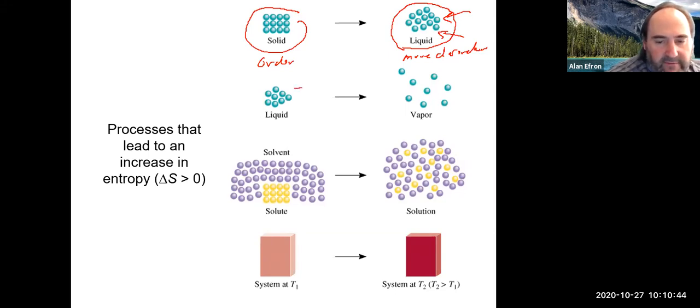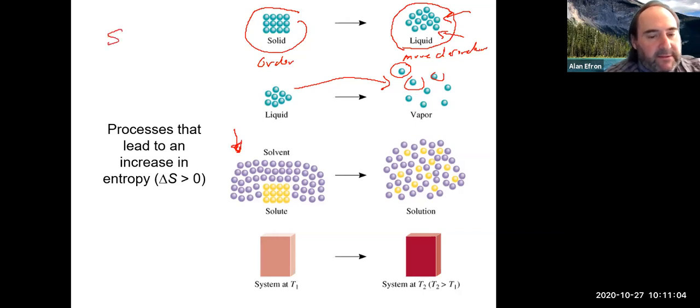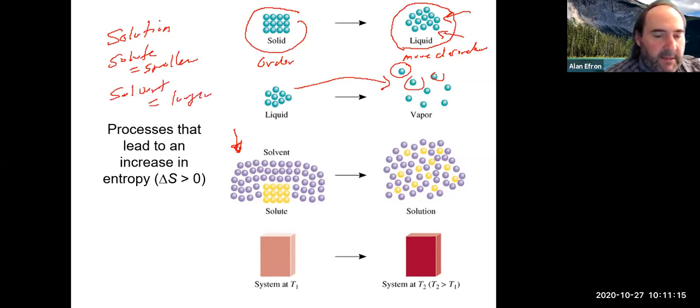And then as we go from our liquid to our gas phase, we can see that everybody has pretty much broken apart from each other. They're flying around, and we would expect an increase in the entropy as well. Actually, making a solution causes a great increase in entropy in both the solute and the solvent. As you remember, hopefully, a solution is made up of two things: the solute, which is the smaller part, and the solvent, which is the larger part of the solution.